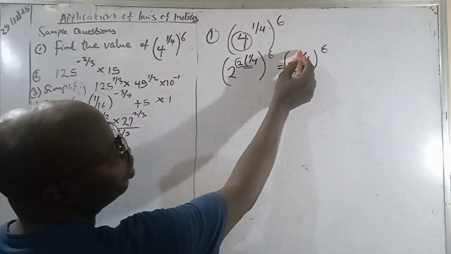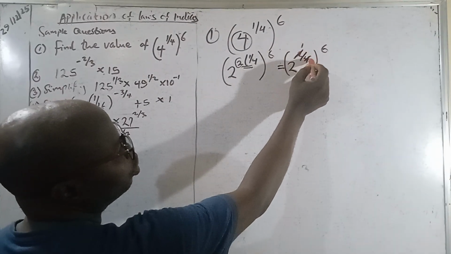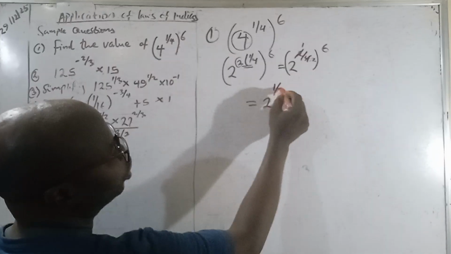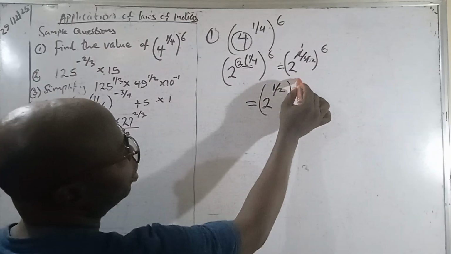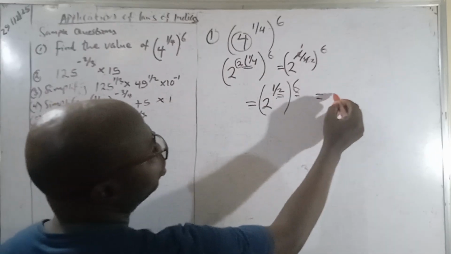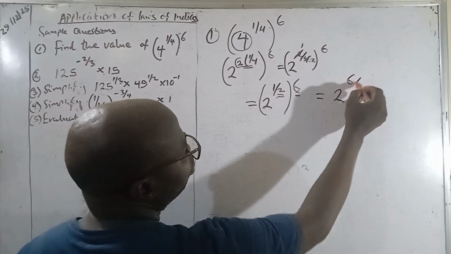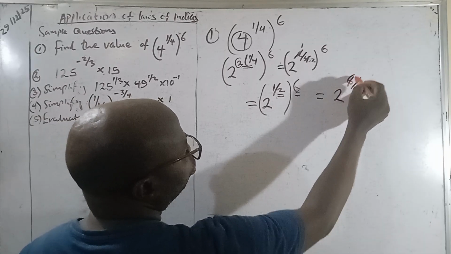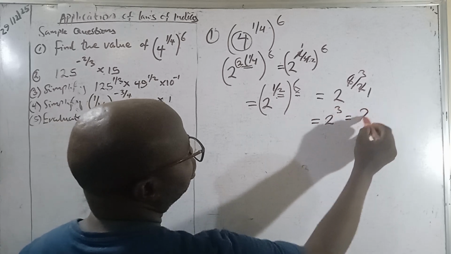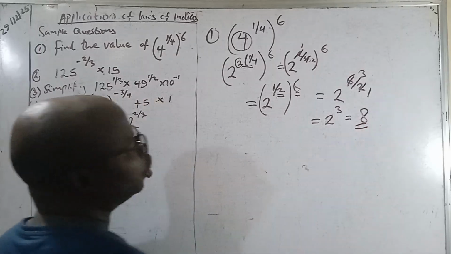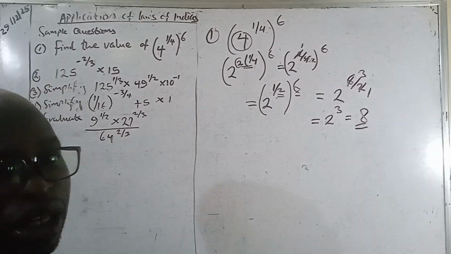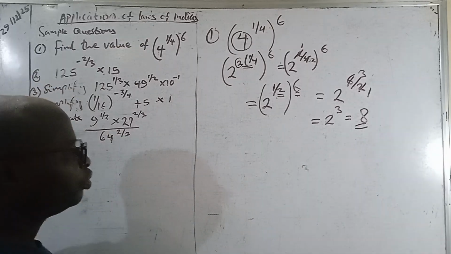Then the power inside there, you can cut this one by 2, cut this one by 2, that gives you 1 over 2. So everything now is 2 raised to power 1 over 2, then raised to power 6. This is another double power. Multiply this by this, it will give you 2 raised to power 6 over 2. 2 here 1, 2 here 3. So you have 2 raised to power 3, and your answer is 8. 2 raised to power 3 is 8. And I hope you can see how that applies. Okay, let's see the second one.